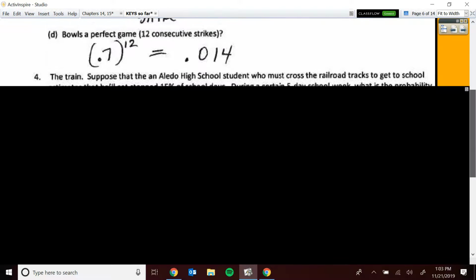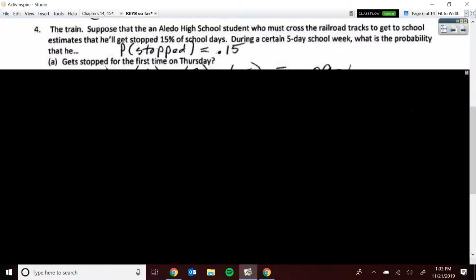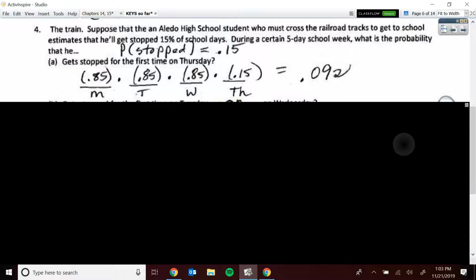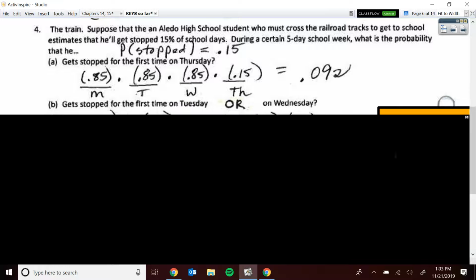A Lido train. Do you think that it's about 15% of the time you get stopped? Anybody? Anybody a train person? It's got to be at least 30. Okay. So, what's the probability you get stopped for the first time on Thursday? That means Monday, Tuesday, and Wednesday, you were good. You're good. You're good. You're good. Then you get stopped. So, there's your 0.092.